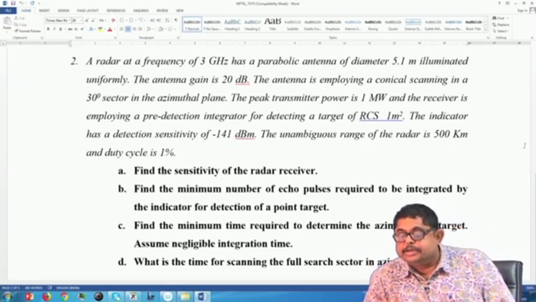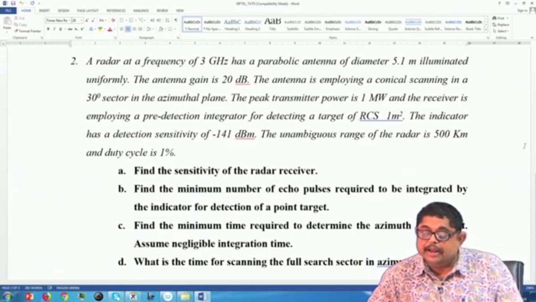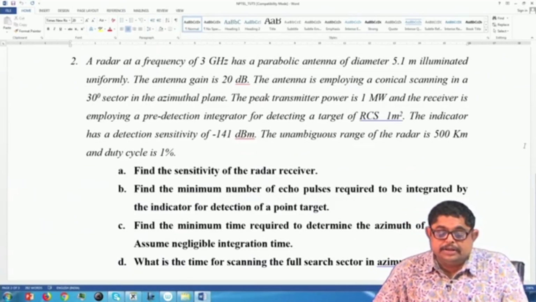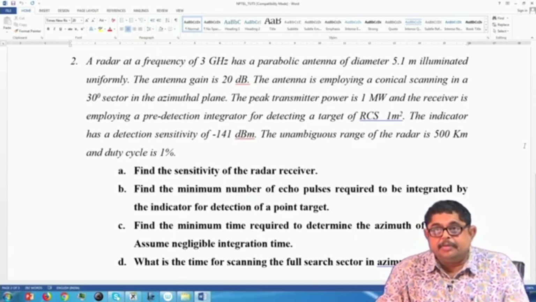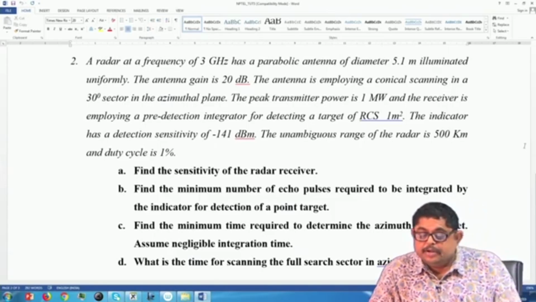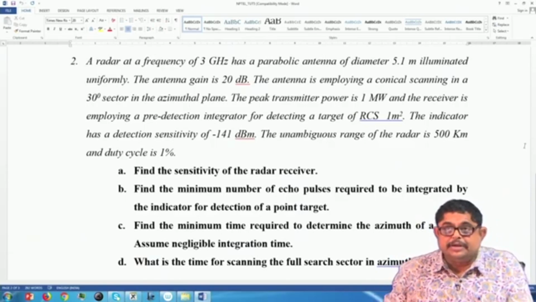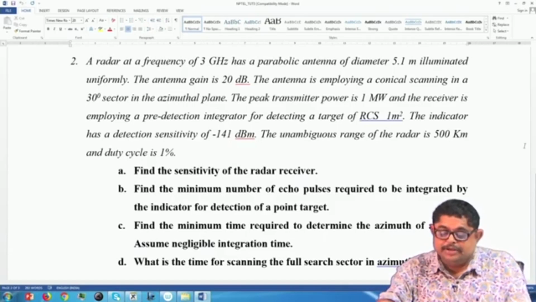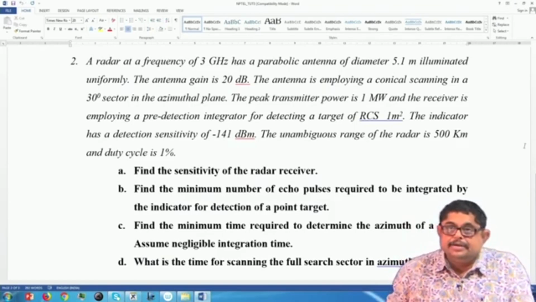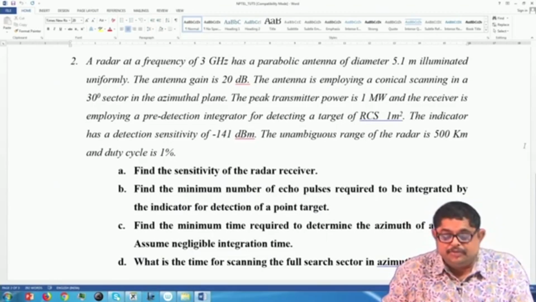The peak transmitter power is given and the receiver is employing a pre-detection integrator for detecting a target of RCS 1 meter square. The indicator has a detection sensitivity given, that means instead of receiver sensitivity, this time detector sensitivity is given. The unambiguous range of the radar is 500 kilometer and the duty cycle is 1%. So, the PRF is set and the duty cycle is set, so the pulse on time also you will be able to find.